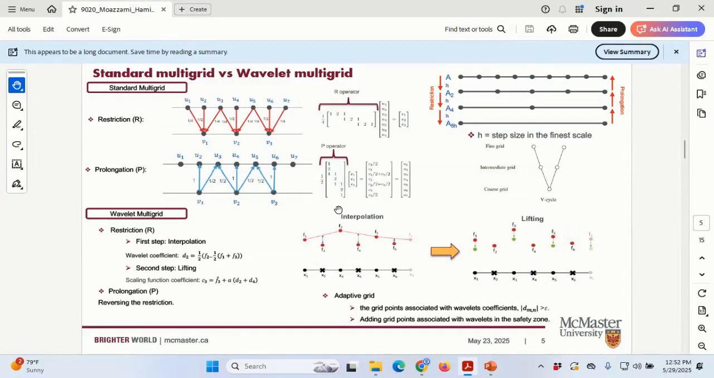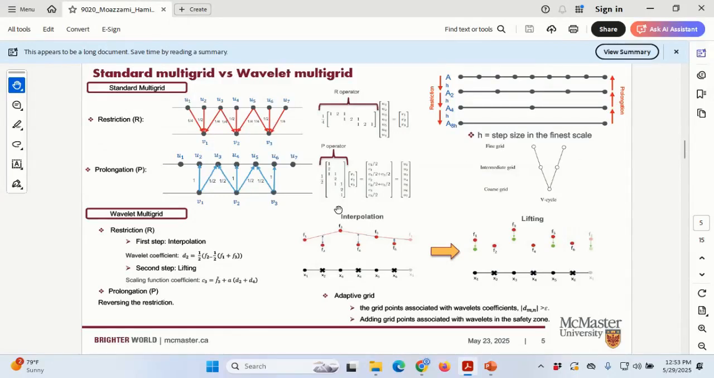As you see at the right, we have a V cycle. We do a couple of iterations at each scale, restricting down to the coarsest scale. We use an exact solver at the coarsest scale, and then we interpolate back to the fine scale. So we solve this V cycle and we repeat it until convergence.